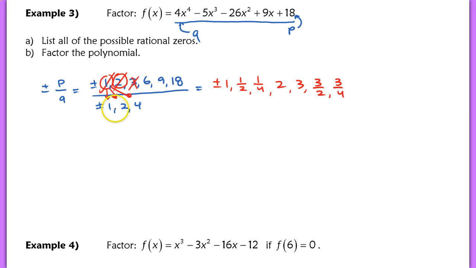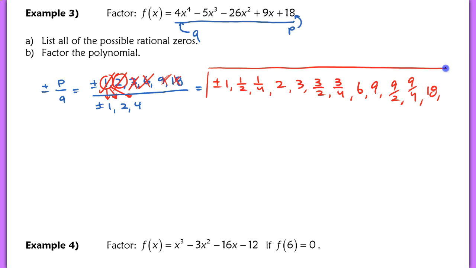Move on to 6. 6 over 1 is new. 6 over 2 is not new because that's 3. 6 over 4 is also not new because that's 3/2. Then we have 9, then 9 over 2, then 9 over 4, and finally we have 18. 18 over 2 is repeated, and 18 over 4 is also 9/2. So we're finished now with both 9 and 18, and this is our total list for part A of all of the possible rational zeros. So there are quite a few there, but again, it's pretty simple. You just go through your list.